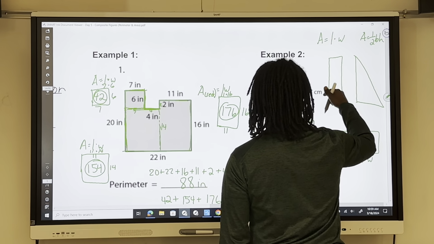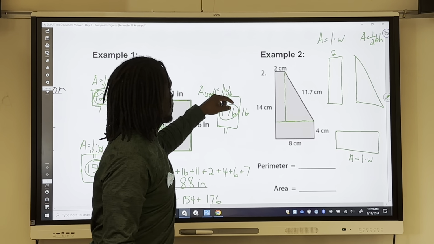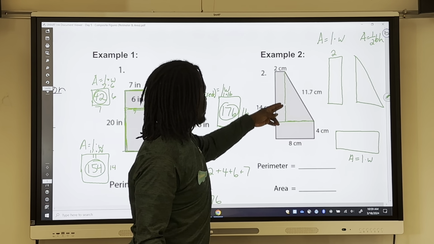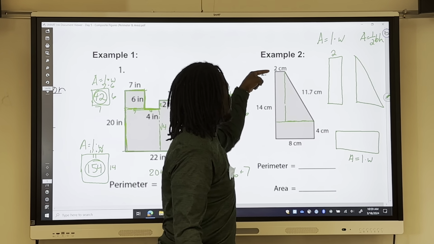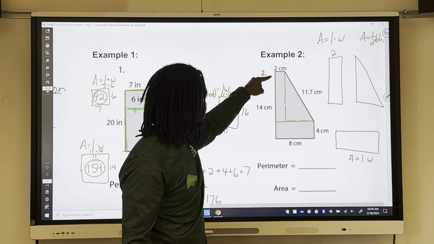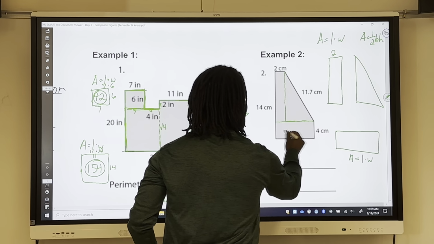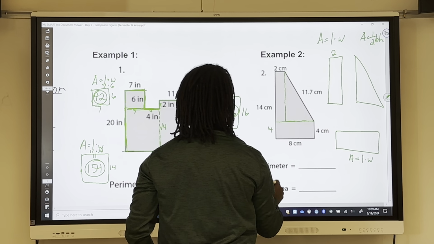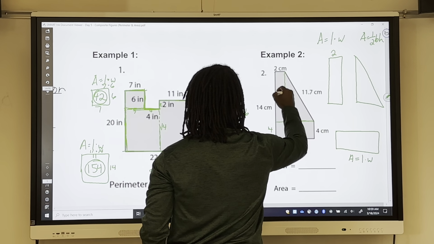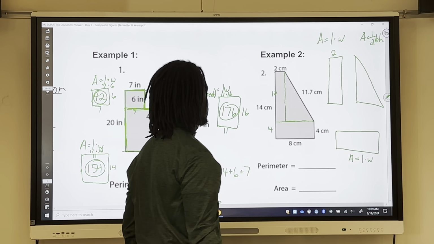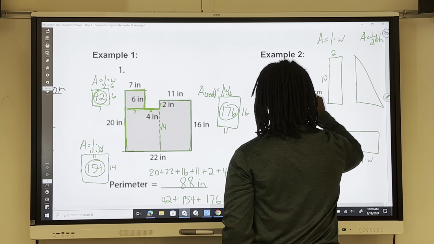and the width. Well, this length is 2, because it's up here. Now the width, this whole thing is 14. But for this one, I don't have 14. 14 is this whole thing. I only have this piece. Well, if I know that this piece is 4, and this whole thing is 14, then that tells me that this part of it is just 10. So the width of this is 10.